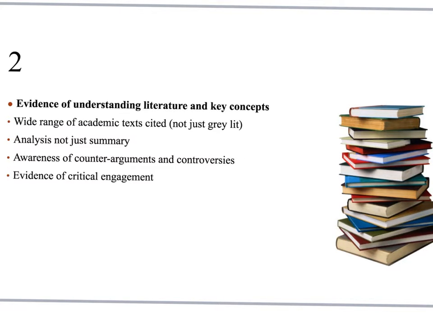At M level, we do need you to engage with a range of academic literature. That means published books and peer-reviewed journal articles. By grey lit, we mean things like newspaper articles or blogs, and they are not necessarily as reliable or as academic as journal articles. Make sure that you're critically engaging with the work.